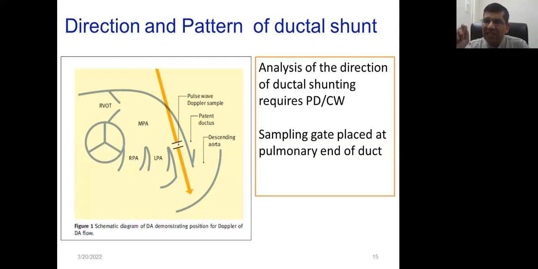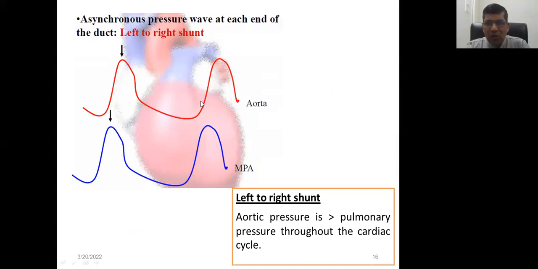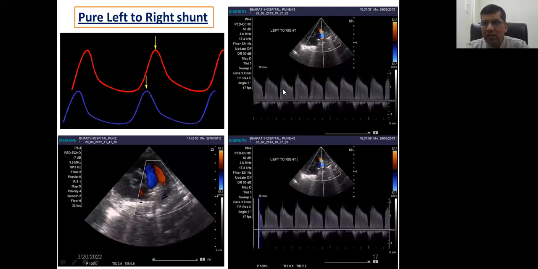Similarly, you need to assess the PDA. Now, as you know, the three-leg view is a ductal view. Put a Doppler at the pulmonary end of the duct. Normally your pulmonary pressures are low and your systemic pressures are high. Hence, you get left to right shunt. So in the transitional period, in the first 12-24 hours, if you put a Doppler, you will have left to right PDA because your aortic pressures are higher than your pulmonary pressures. And that's the way you get left to right.